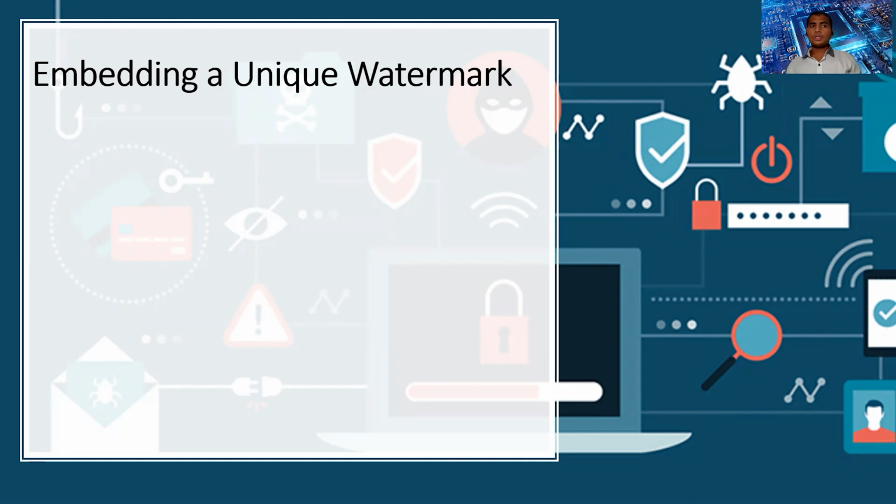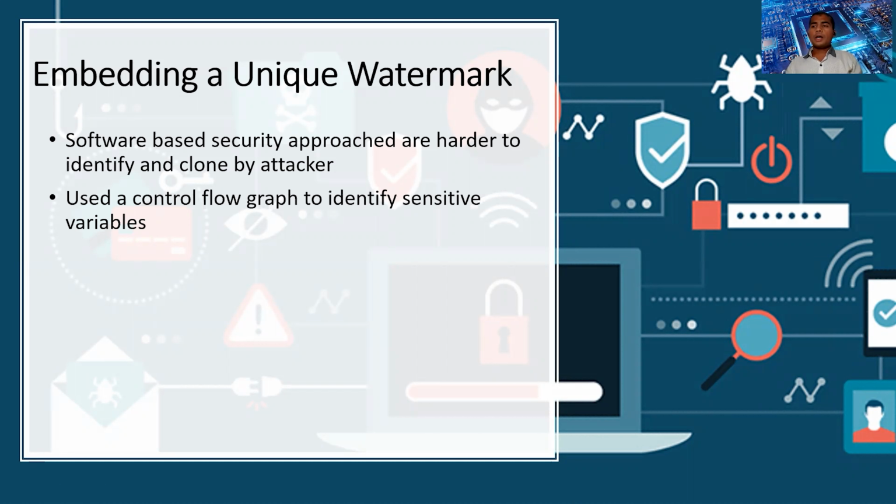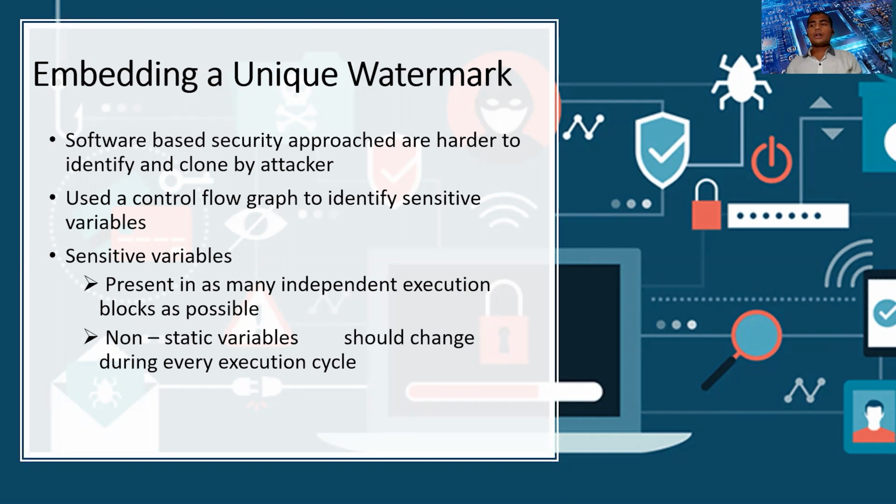Now I will talk about my journey of embedding a unique watermark in an IoT program. First of all, we all know that software-based security approaches are harder for the attacker to identify and clone. I used a control flow graph to identify the sensitive variables present in the program. Sensitive variables are the ones that are present in as many control flow or execution blocks as possible, and they are non-static, which means that they can change in every control flow branch or execution cycle.